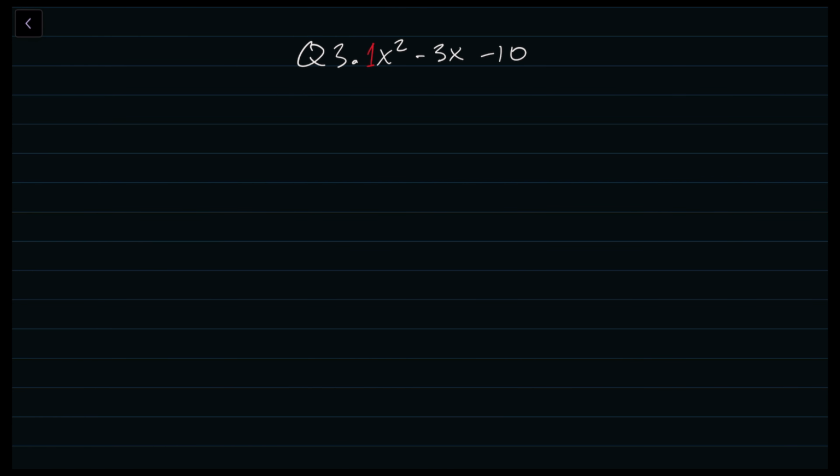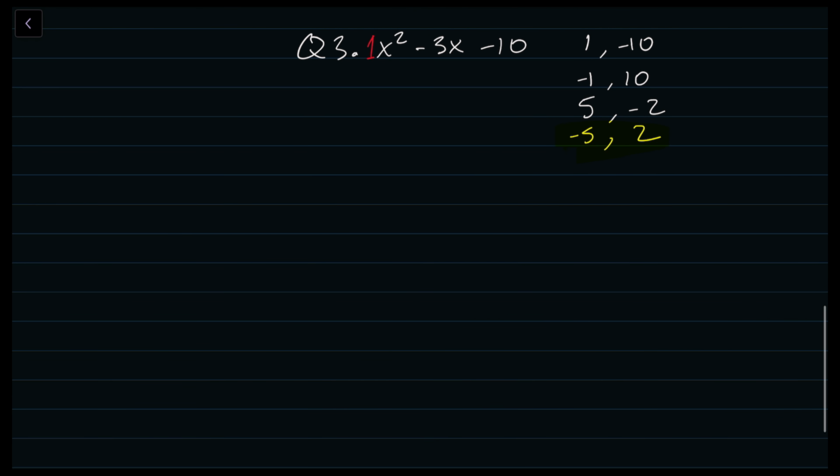So we have 1, negative 10. That won't work. We have negative 1, 10. That also won't work. We have 5, negative 2. That's close, but that gives us positive 3. We want negative 3. So the opposite, negative 5, 2, that will work. So we're going to use that one. We're going to write out our brackets here, the x's, and we're going to use negative 5 and positive 2.